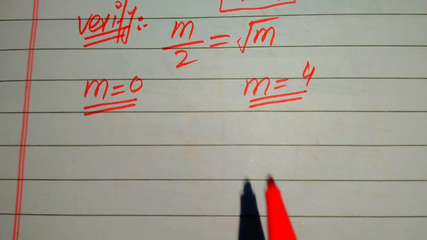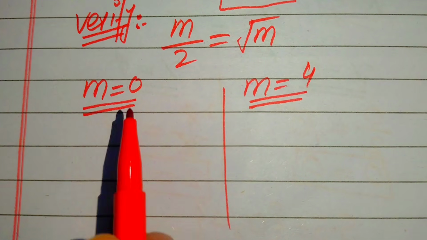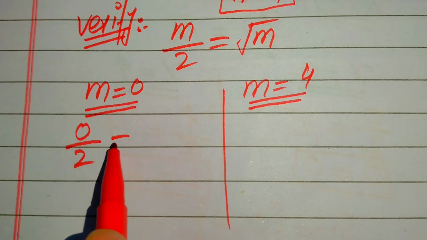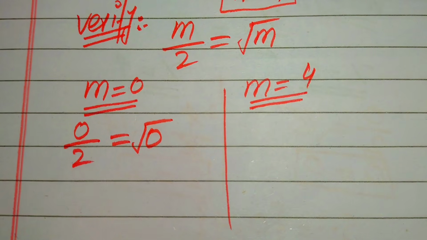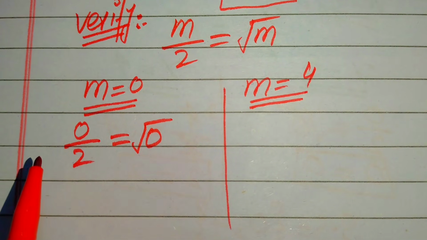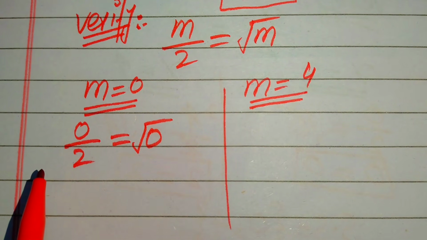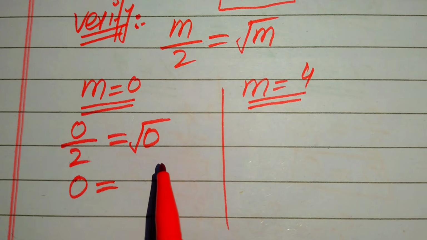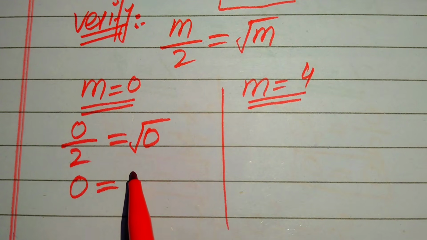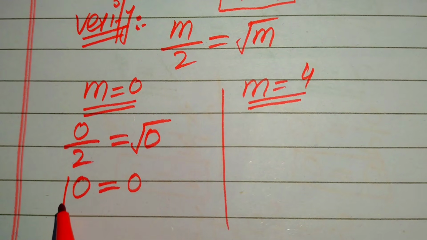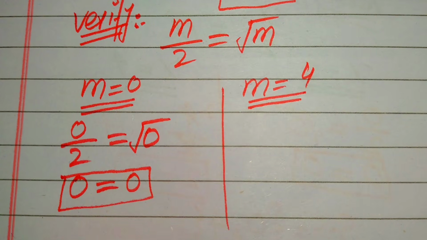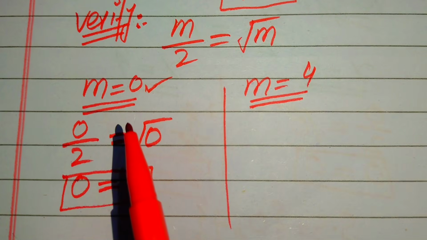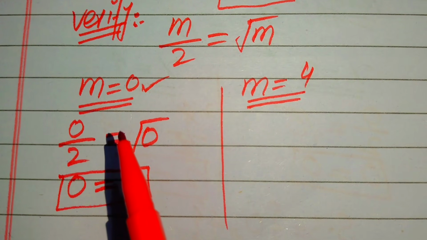So here first we verify m is equal to 0, and for this we substitute m is equal to 0 on both of the sides, and it becomes 0 divided by 2 is equal to the square root of 0. And you know that when we divide 0 by any other number, it always gives us the answer 0. So we get 0 divided by 2 becomes 0, and the square root of 0 also becomes 0. So this means that both of the sides are equal, and this concludes that the value m is equal to 0 satisfies our given question statement.